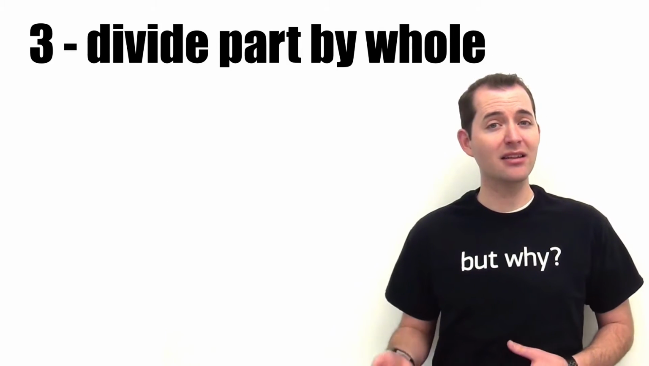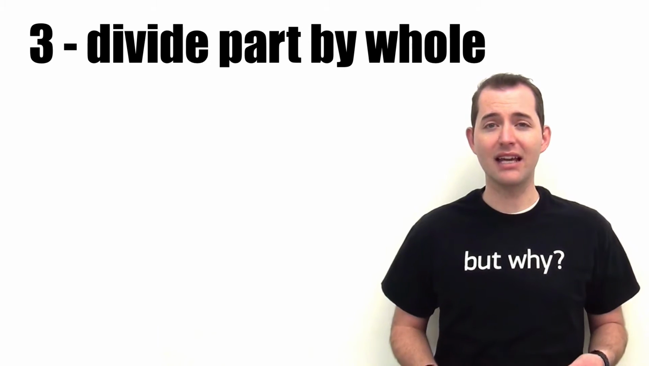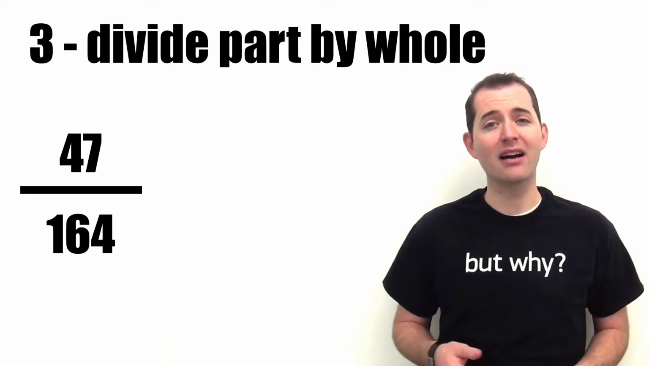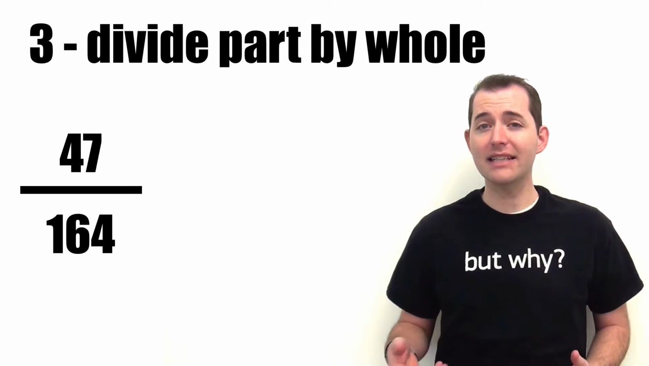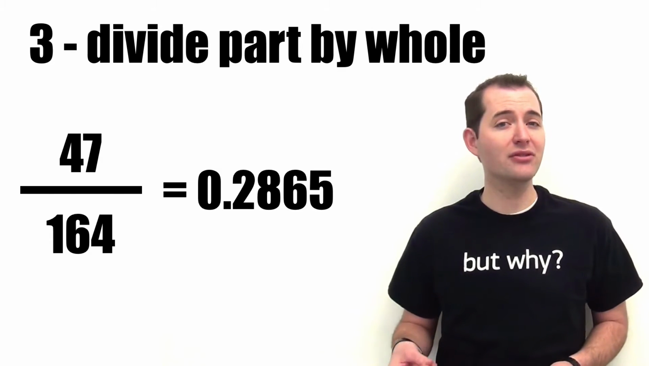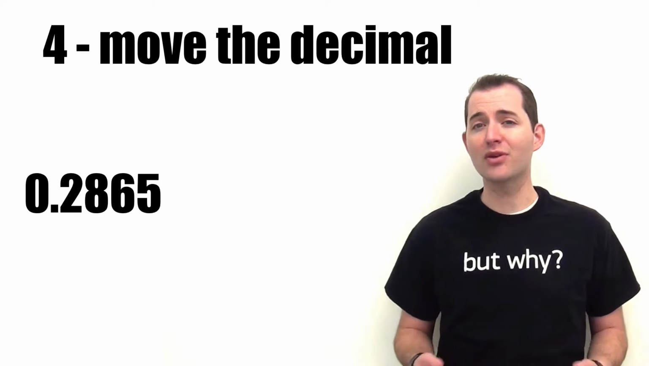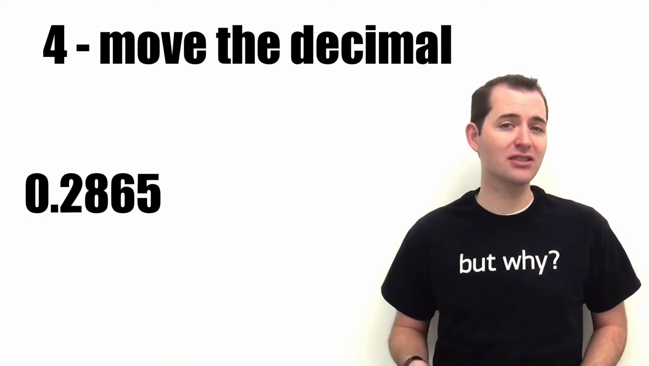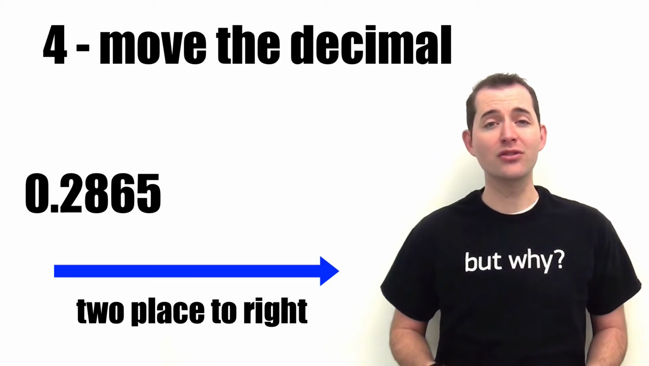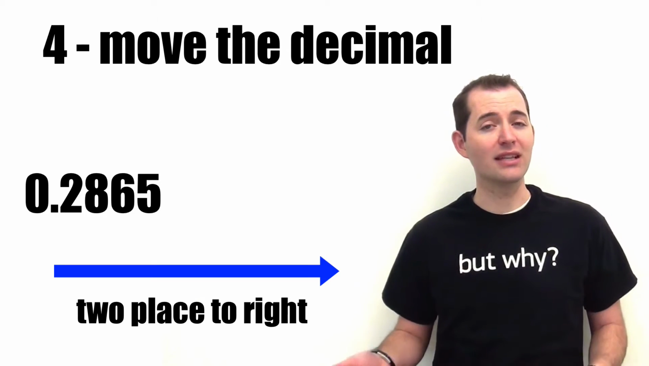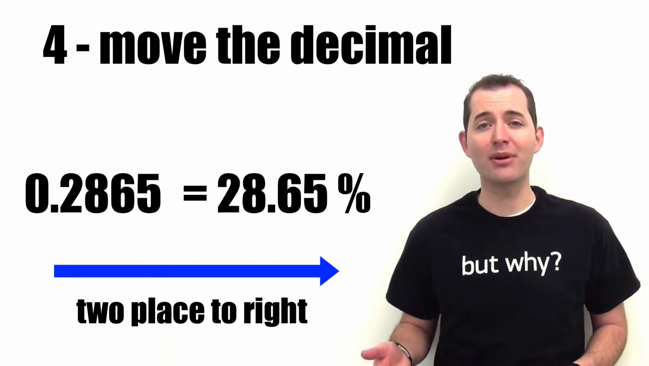Step 3 is to divide the part by the whole. So in this case, 47 divided by 164. This gives us a decimal of 0.2865. Step number 4 is then to move the decimal so we have a percentage. In all of these situations, we will move the decimal 2 places to the right. So this gives us a percentage of 28.65%. So in this situation, the apples represent 28.65% of all of the fruit items that we have.